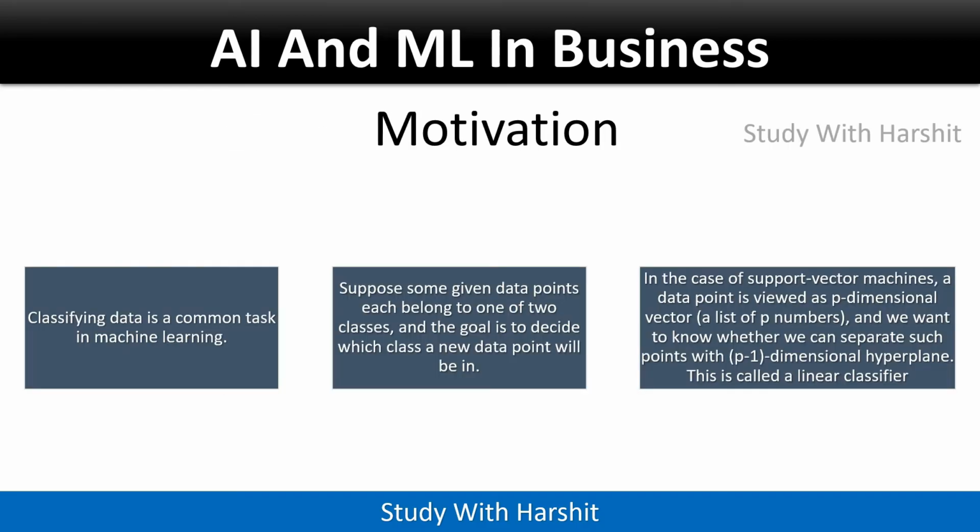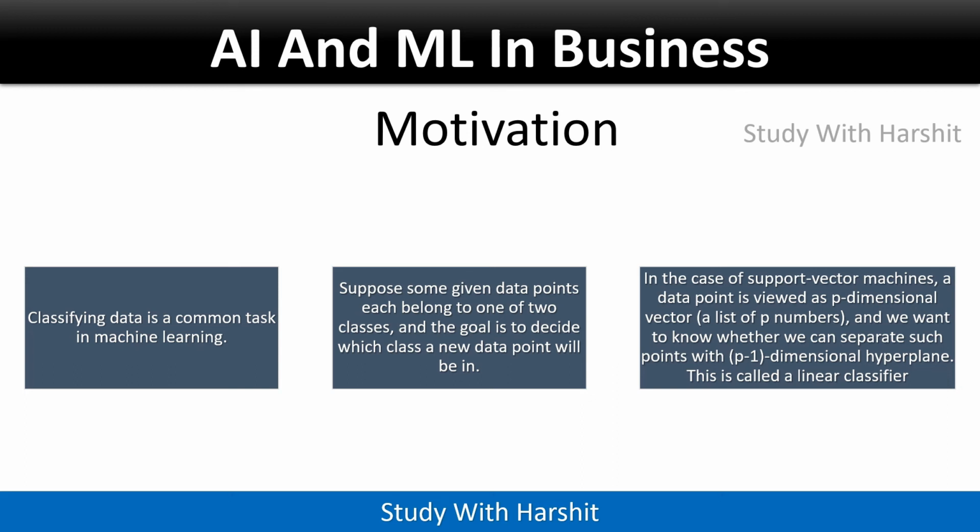Motivation: classifying data is a common task in machine learning. Suppose some given data points each belong to one of two classes, and the goal is to decide which class a new data point will be in. In the case of a support vector machine, a data point is viewed as a p-dimensional vector, and we want to know whether we can separate such points with a (p-1)-dimensional hyperplane.